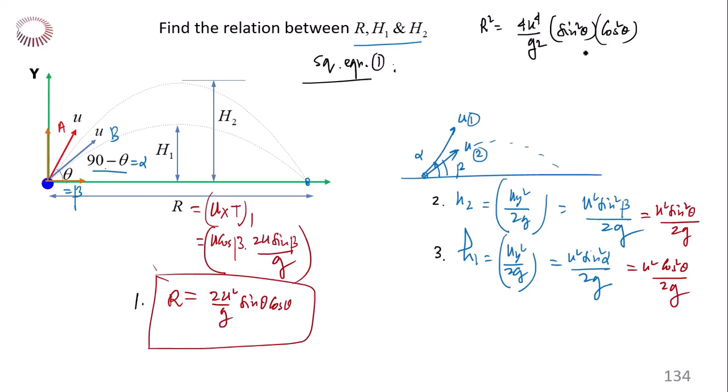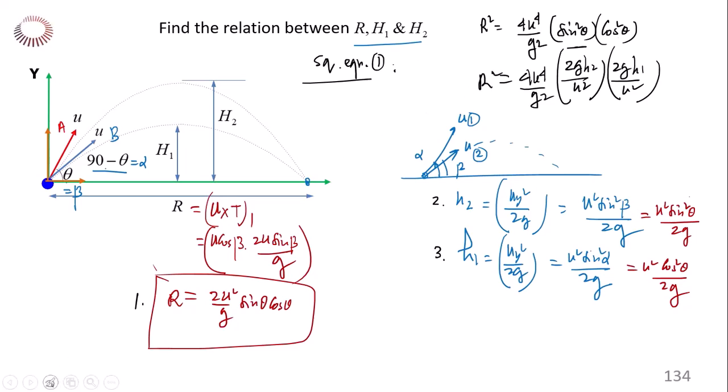Similarly, if I put the value of sin square theta from equation number 2, sin square theta is how much? 2gH2 by u square. Cos square theta is how much? 2gH1 by u square. Multiplied by 4 into u to the power 4 by g square. That is equal to R square.